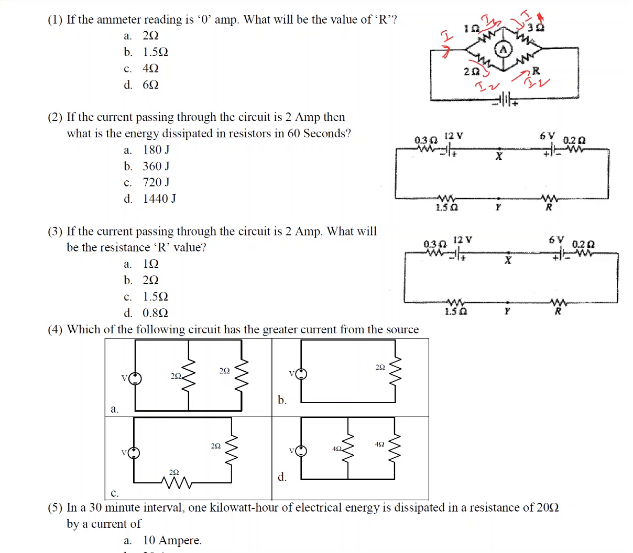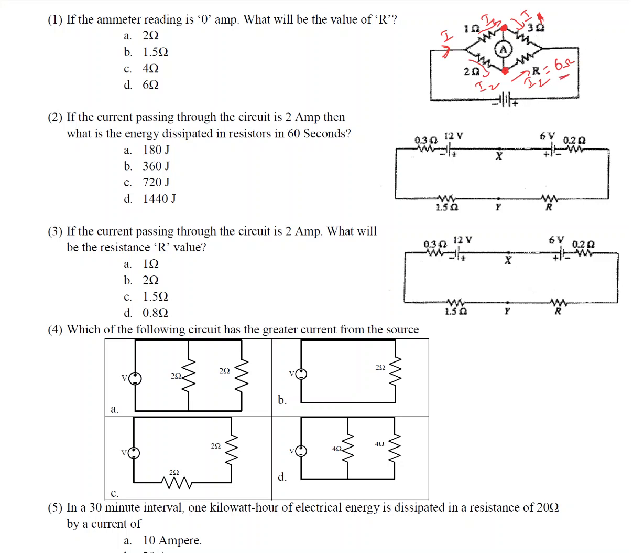Here we have 1 ohm, here you have 3 ohms, here we have 2 ohms. For sure this must be 6 ohms, then only the current passing through this ammeter will be 0. How did I come to that conclusion? Because we can apply KVL, Kirchhoff's voltage law, at this point. The voltage at this point and the voltage at this point must be equal, then only this ammeter reading will be 0. So from that you can calculate this value.